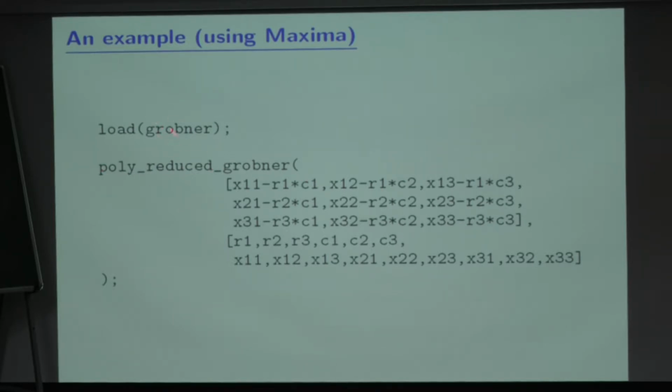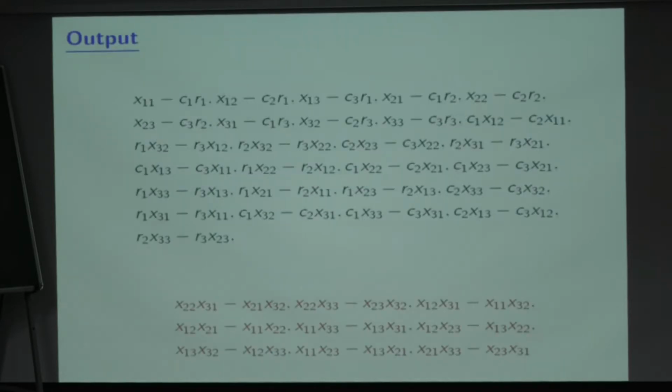So all functions in this package are called poly_reduce_Grobner. And you give a list of all the variables that you are going to use. If you do not mention that, it will think that whatever is not mentioned is actually a constant. You tell it to consider all these things as variables, hit enter, and in a twinkle of an eye, you will get a list of all the polynomials in your reduced Grobner basis.